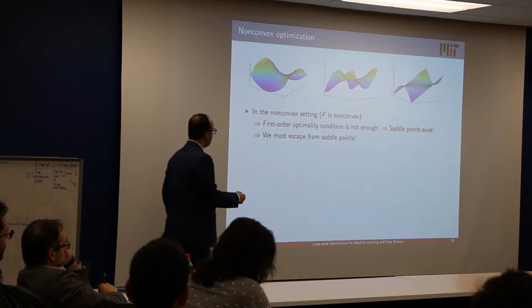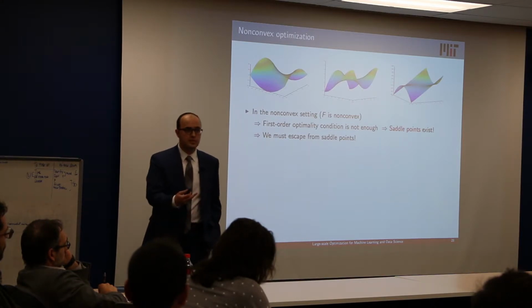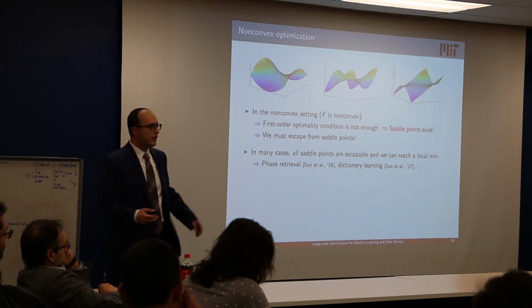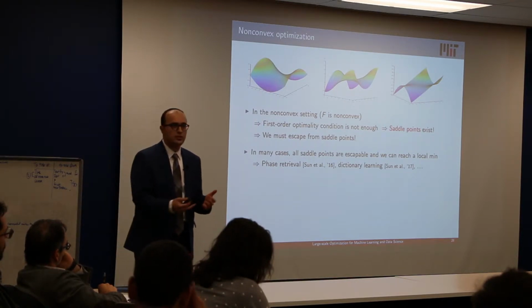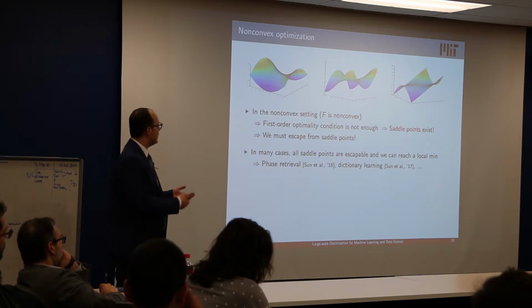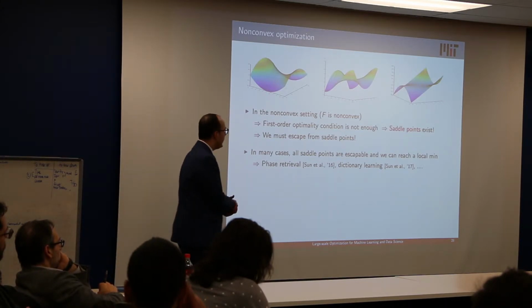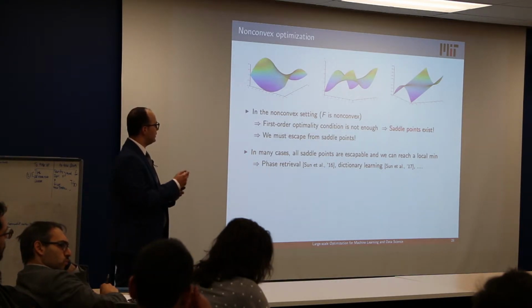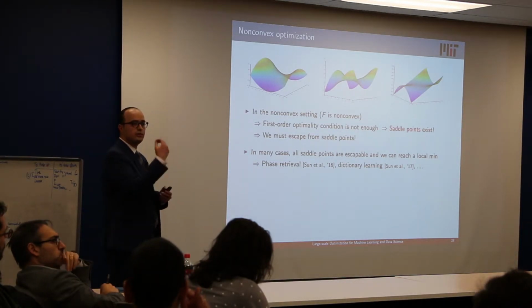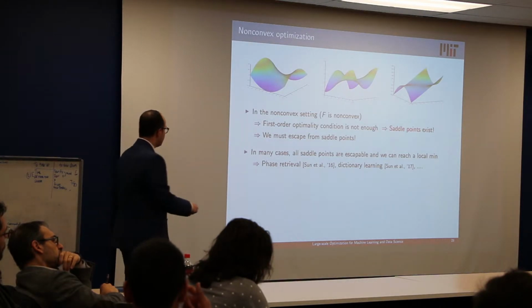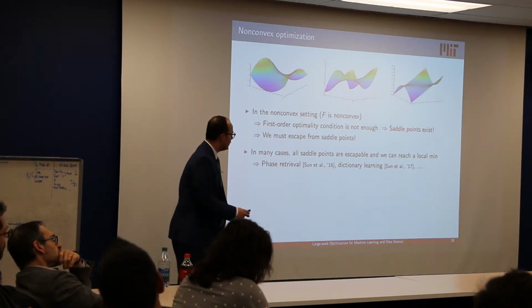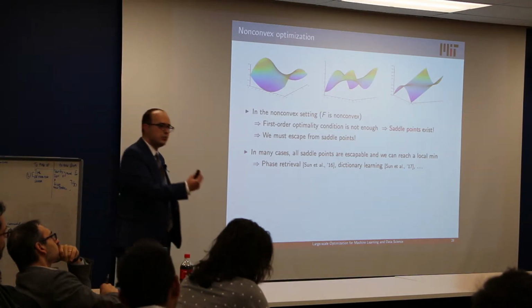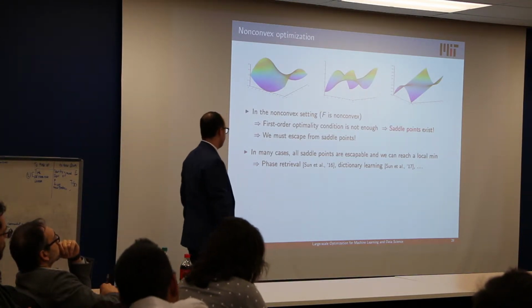So the challenge, in most machine learning problems, is to escape from saddle points in order to make sure that you can at least reach a local minimizer. If all the saddle points of the problem are escapable, then there is hope to at least find a local minimum for the problem. And in some instances of machine learning problems, reaching a local minimum implies finding global optimality. For example, in phase retrieval or dictionary learning, if you escape from all the saddle points and find a local minimum, you have actually found a global minimizer of the problem.